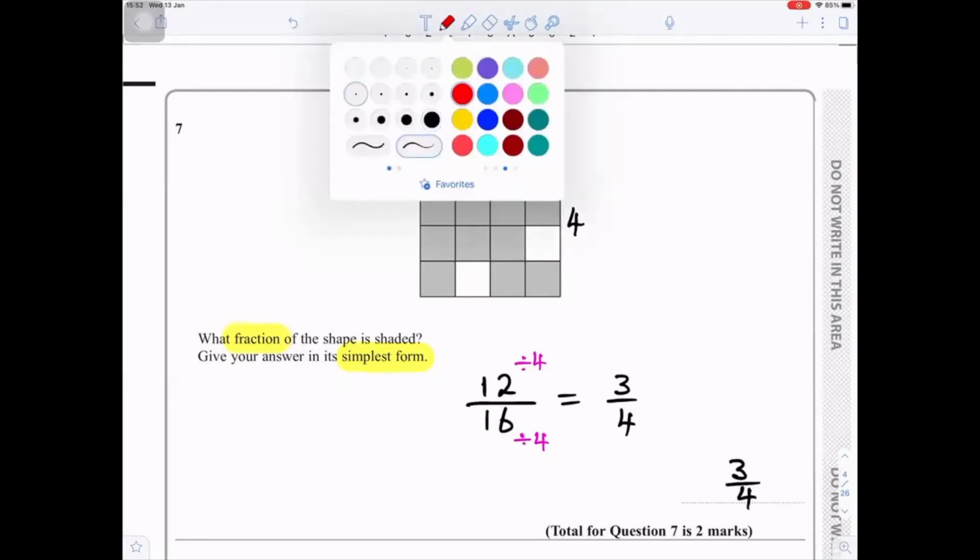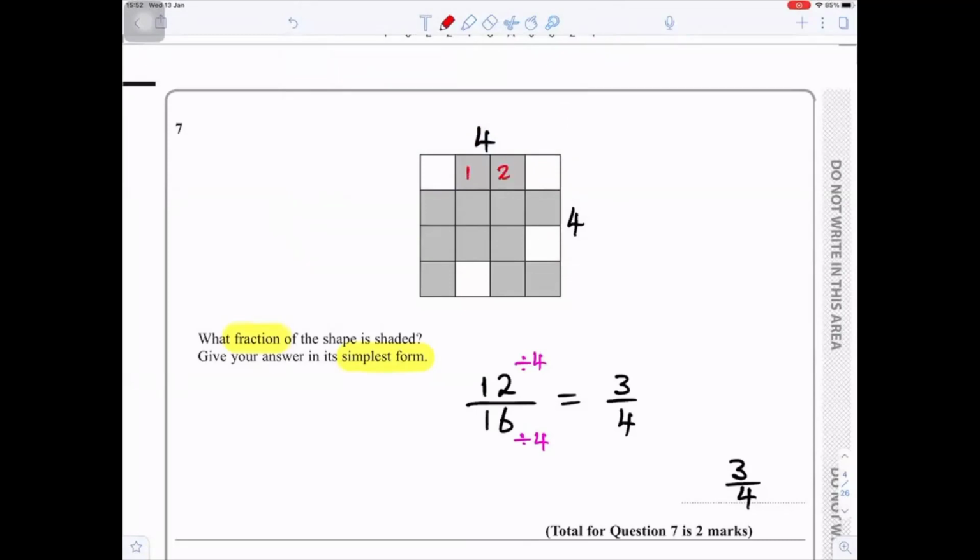You can do it in an exam: you can put the numbers in it. 1, 2, 3, 4, 5, 6, 7, 8, 9, 10, 11, 12. 12 of them are shaded. So that gives you 12 at the top for the ones which are shaded, and the total is 16. And now to simplify it, we use the highest common factor. The highest common factor for 12 and 16 is 4. 12 divided by 4 is 3, and 16 divided by 4 is 4. So your answer is 3/4.